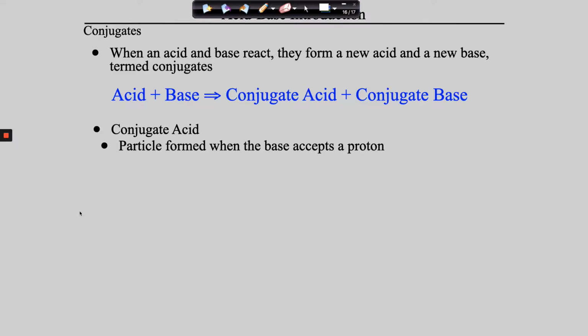So when a base accepts a proton, it now has a proton, a hydrogen ion, that it didn't have before. So now that base, with its extra hydrogen, can function as an acid and give that hydrogen back. Picture it: the base takes in a hydrogen, now it's got the hydrogen, it could give it back, and when it gives it back, it's functioning as an acid. So fundamentally we say this: base plus the proton, hydrogen ion, gives us the conjugate acid.